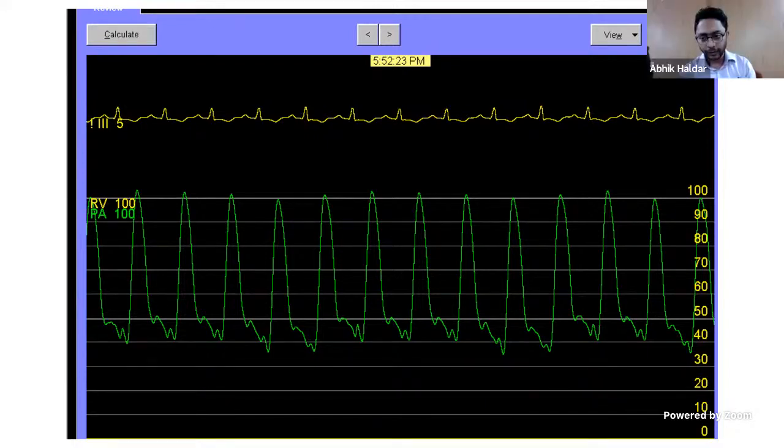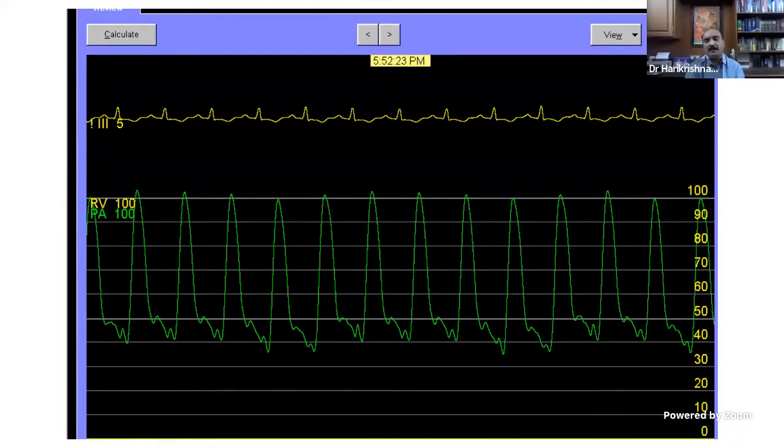So this is an RV tracing. I mean, pulmonary artery tracing, sir. Pulmonary artery, with diastolic runoff. So pulmonary artery hypertension with PR. What is the pulmonary artery? You know, in the pulmonary artery the diastolic pressure will not be that high. Yeah. So this is a pulmonary hypertension situation, with a pulmonary pressure of 100 and a diastolic pressure of 40.